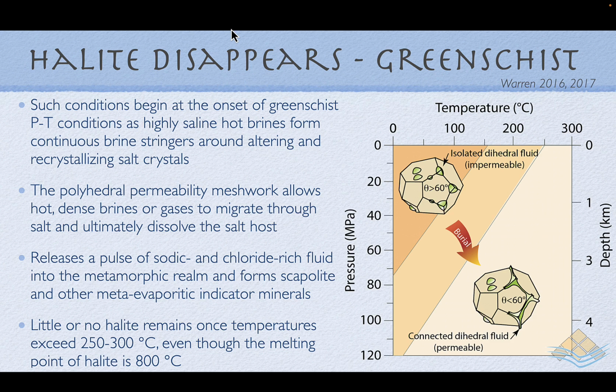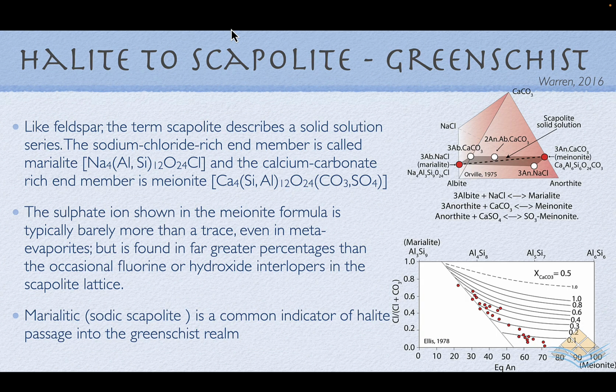One of the outcomes of this transformation process is the formation of sodic scapolites. Let's go back and have a little bit more geology 101 and talk a little bit about scapolite. Scapolite, like feldspar, describes a solid solution series. As we go from albite to anorthite as a solid solution series, we also have marialite and meionite as a solid solution series, where in scapolite, the sodic chloride-rich end member is marialite and the calcium carbonate-rich end member is meionite.